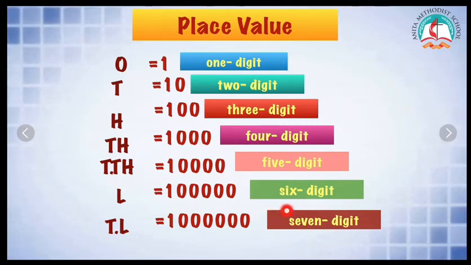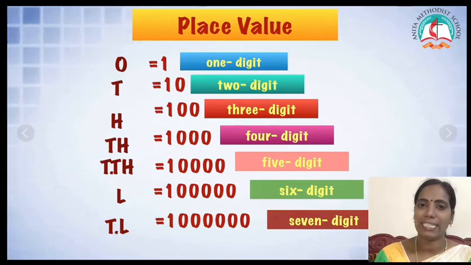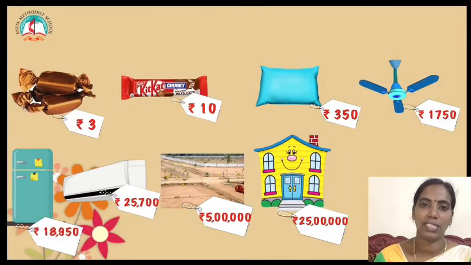Okay. Look here, these are some real life examples for digit values. You can see clearly how we define the ones, tens, hundred, thousand, 10,000, lakh and 10 lakh. Okay, look at the numbers and prices.